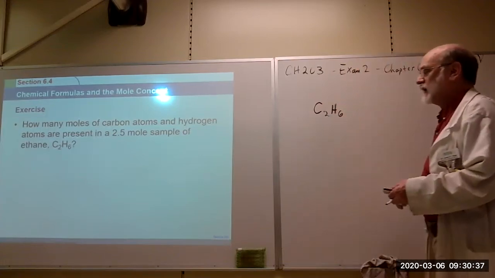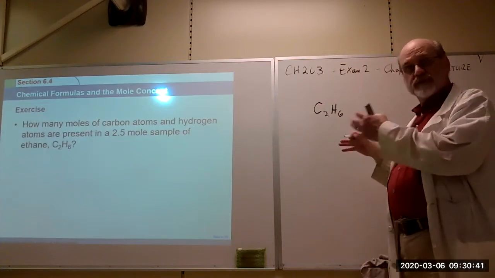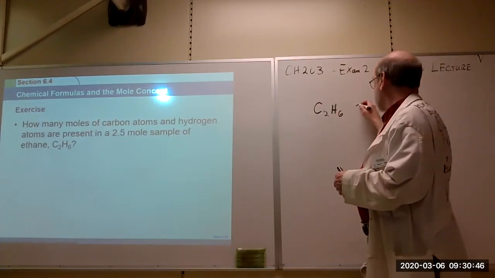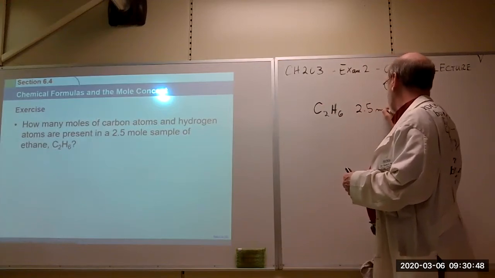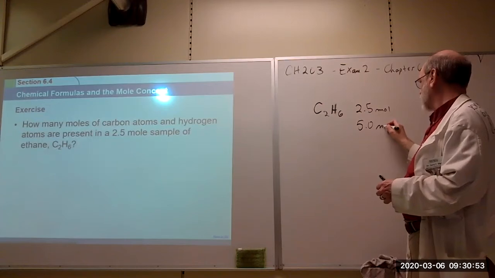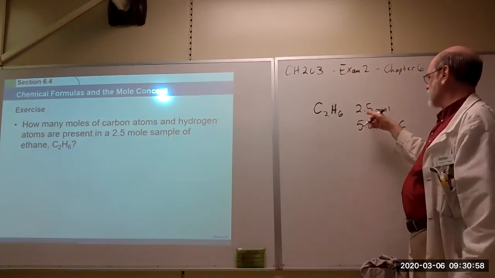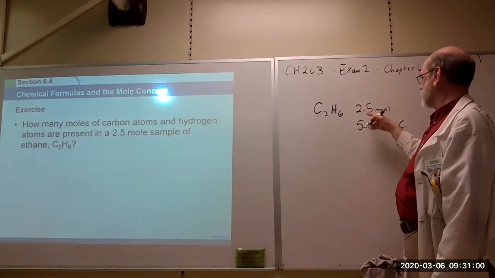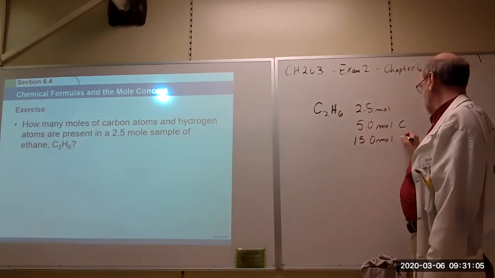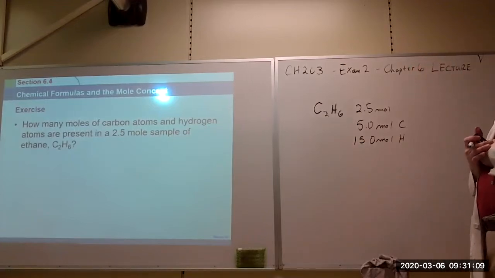There we go. So if you have 2.5 moles of this, the ratio is still the same. All right, 2.5. You have 2.5 total. Then for each carbon, you have 5 moles of carbon, and you have, let's see, what's 6 times 2.5? 15 moles of hydrogen. Okay.